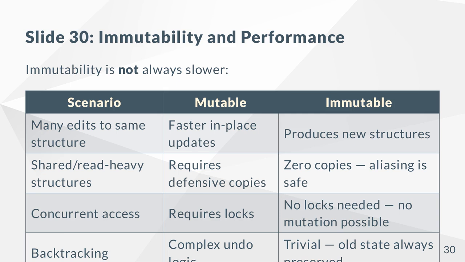Immutability is not always slower. The comparison depends on the usage pattern. For structures with many in-place edits to the same location, mutable updates can be faster. For shared and read-heavy structures, immutable data requires zero defensive copies. Aliasing is safe. For concurrent access, immutable data needs no locks because mutation is impossible. For backtracking, immutable data makes undo trivial. Old state is always preserved. Structural sharing means immutable updates are often O of 1 or O of log n in well-designed implementations.